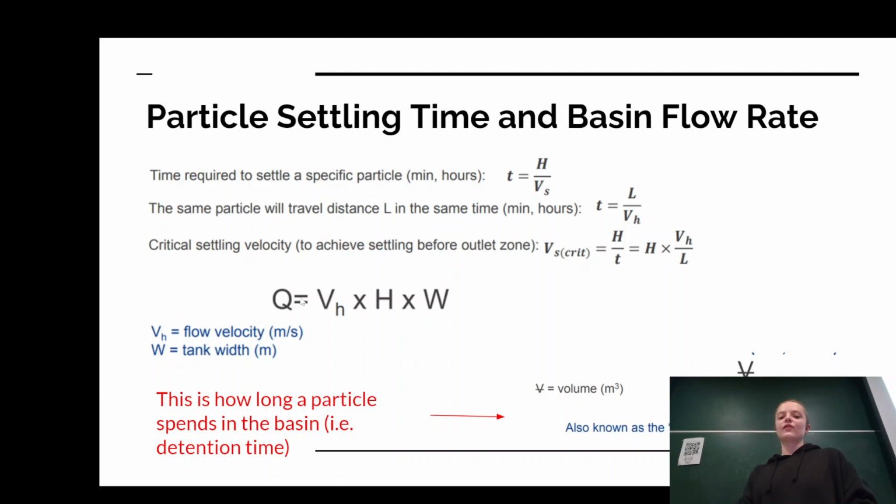Then we kind of put all of those things together to find the flow rate through the tank, the basin flow rate. That's Q equals VH times H times W. And then down here we have something called the hydraulic retention time, or HRT. So that's tau equals volume over Q. And remembering we have that Q calculation up here, so you can just sub that one in.